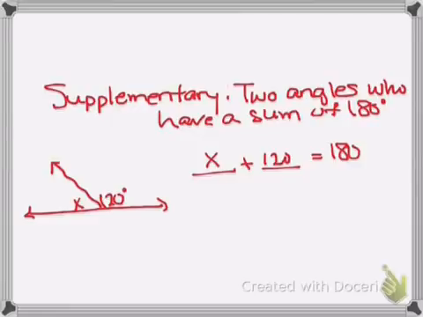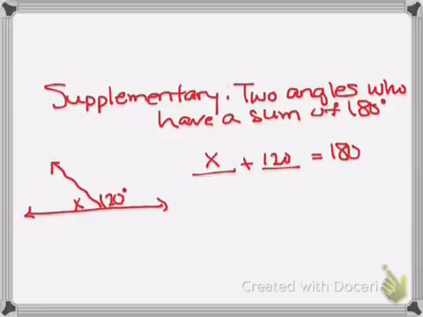Notice it doesn't look like a right angle. These should not be confused with complementary at all. These would open up to a line if you combined x and 120 degrees. Then you'd be opened up to a straight line like a straight angle. So there's your 180 degrees.